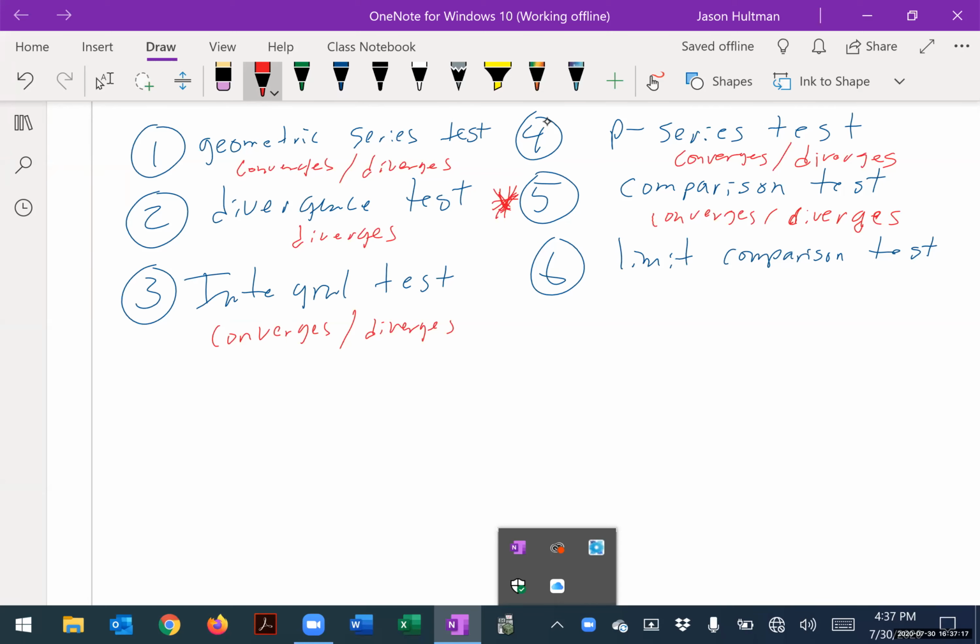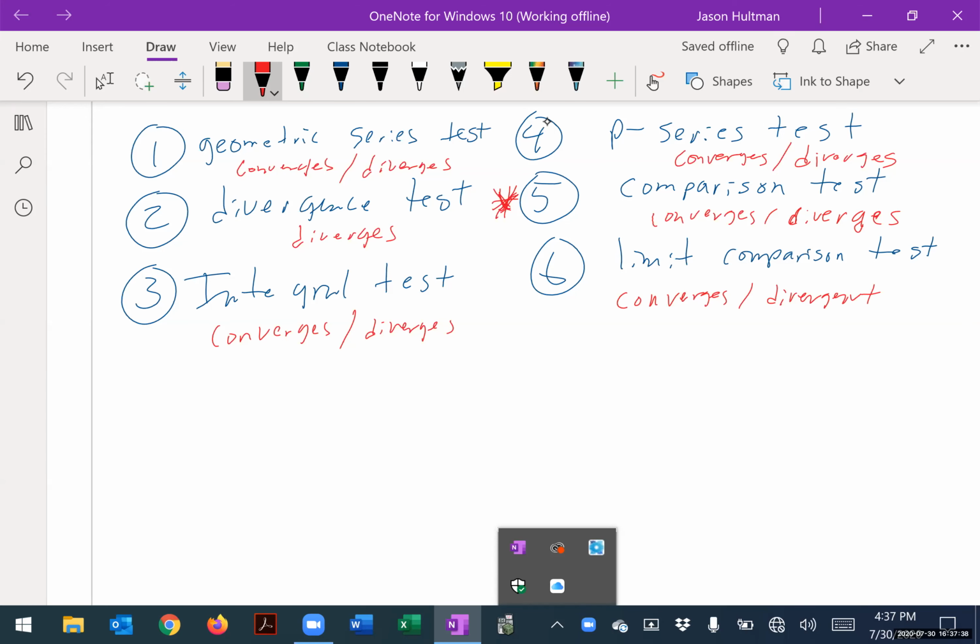The limit comparison test, yes, that tells me if it converges. If they're both convergent, then I get a constant. If they're both divergent, I get a constant.